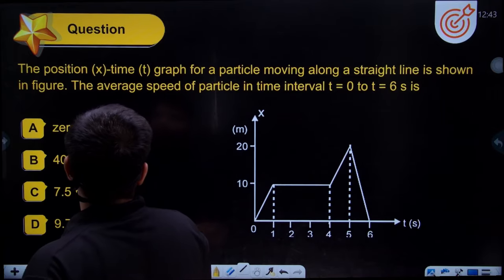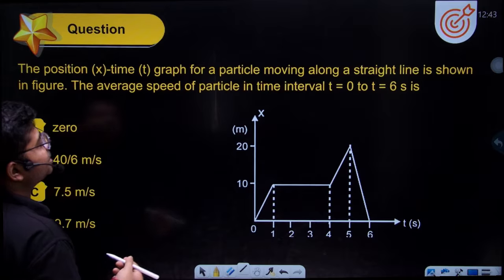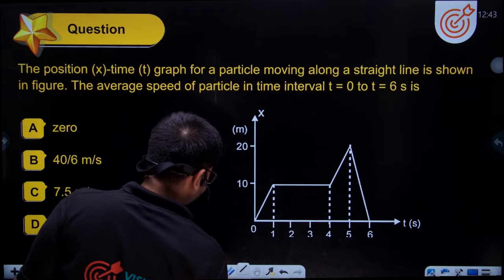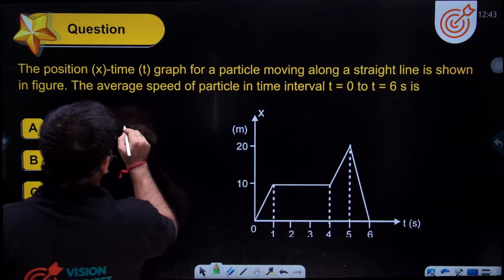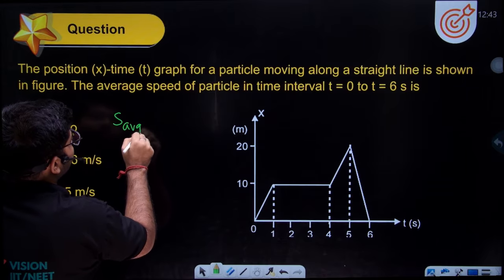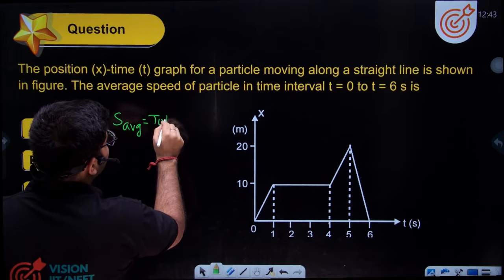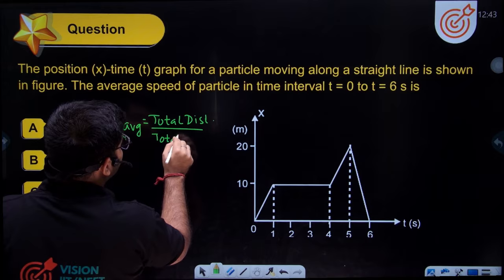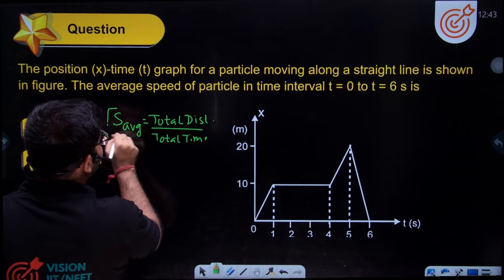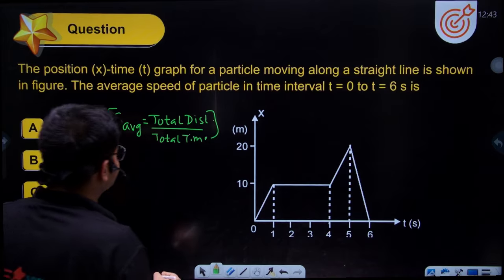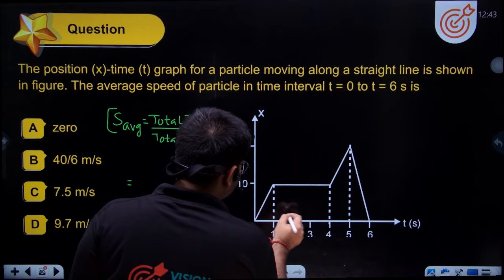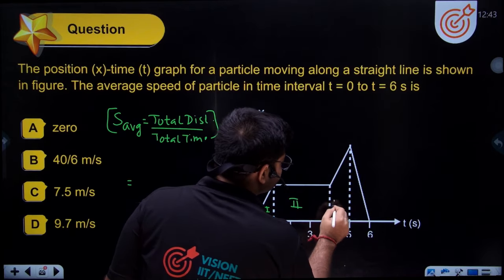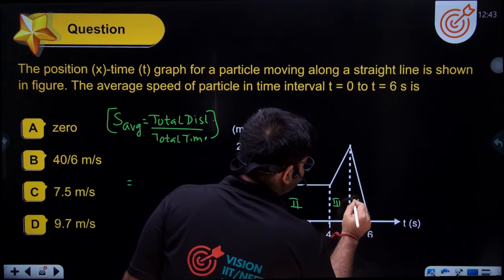So we all know what the average speed is. For average speed, what we can write is, average speed is nothing but total distance by total time, right? So this is my average speed. Let us now calculate the total distance here. So for example, if I name this, this is my region 1, this is my region 2, this is my region 3, and this is my region 4, right?